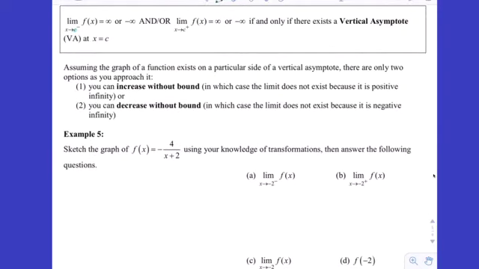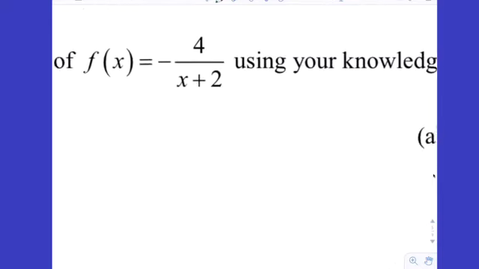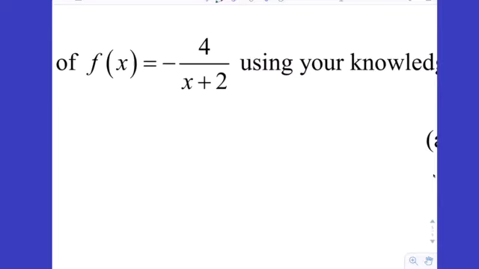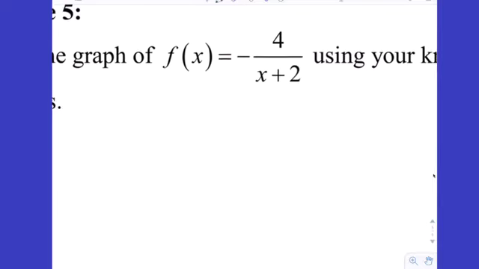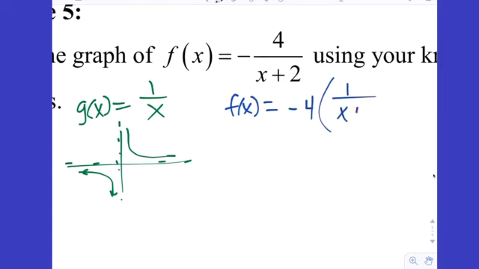Okay, last problem here, example 5. It says, sketch the graph of -4 over x plus 2 using your knowledge of transformations, and then answer the following questions. All right, what's the parent function here? Anyone recognize it? 1 over x, good. The parent function is 1 over x, so if we remember what that looks like, it has a vertical asymptote and a horizontal asymptote on the y and x axis, and it looks like that. If you want to put this into standard transformation form, you would pull the -4 out of the numerator and leave it as 1 over x plus 2.